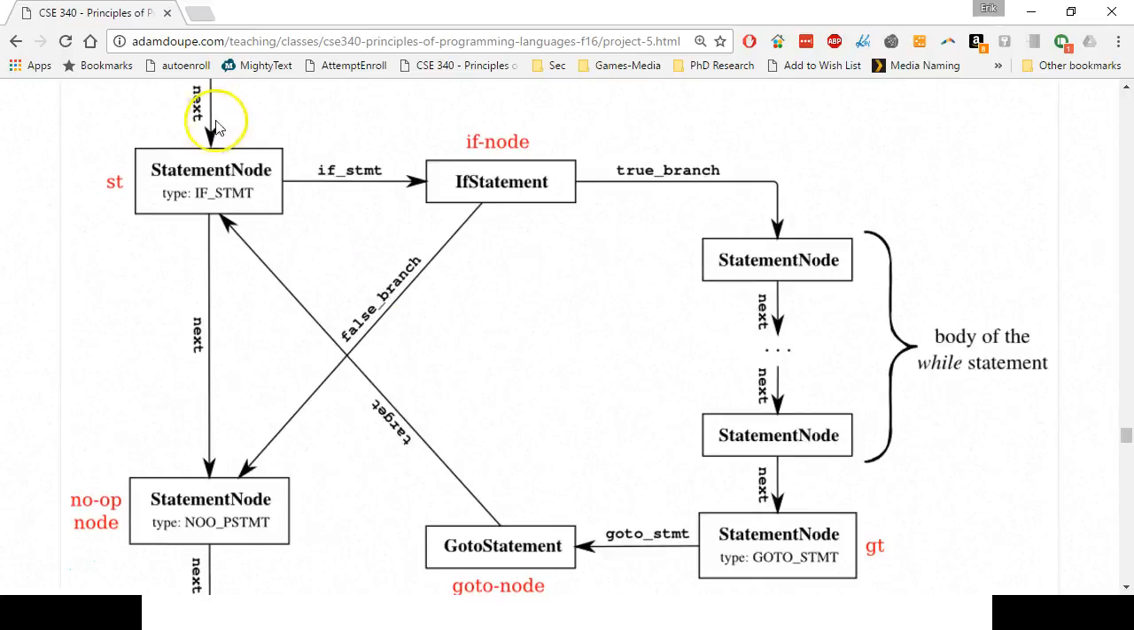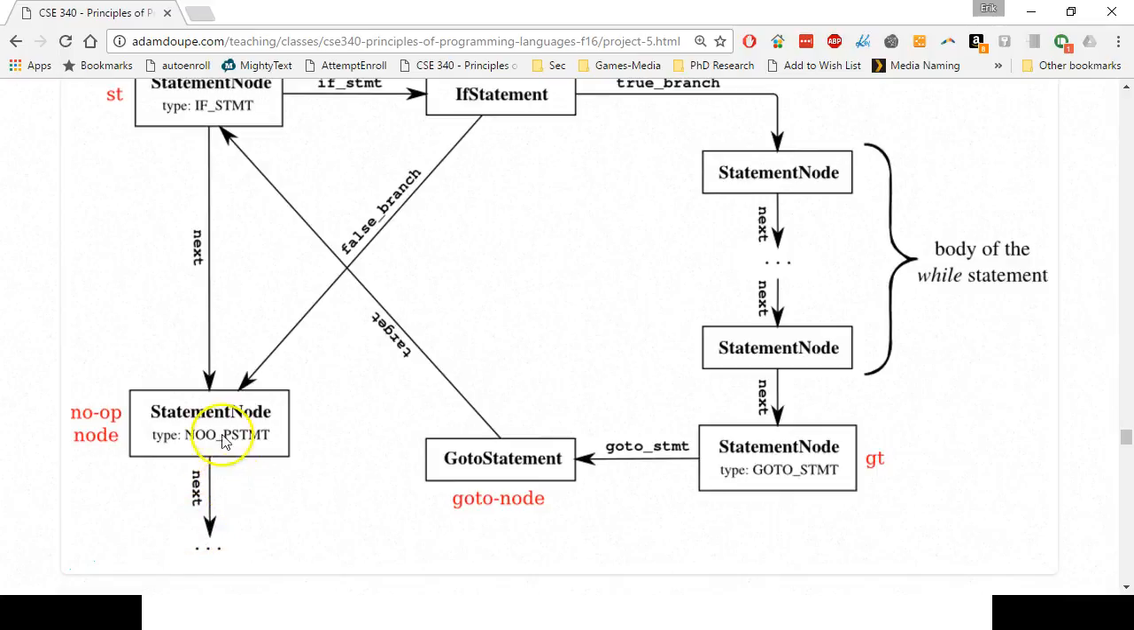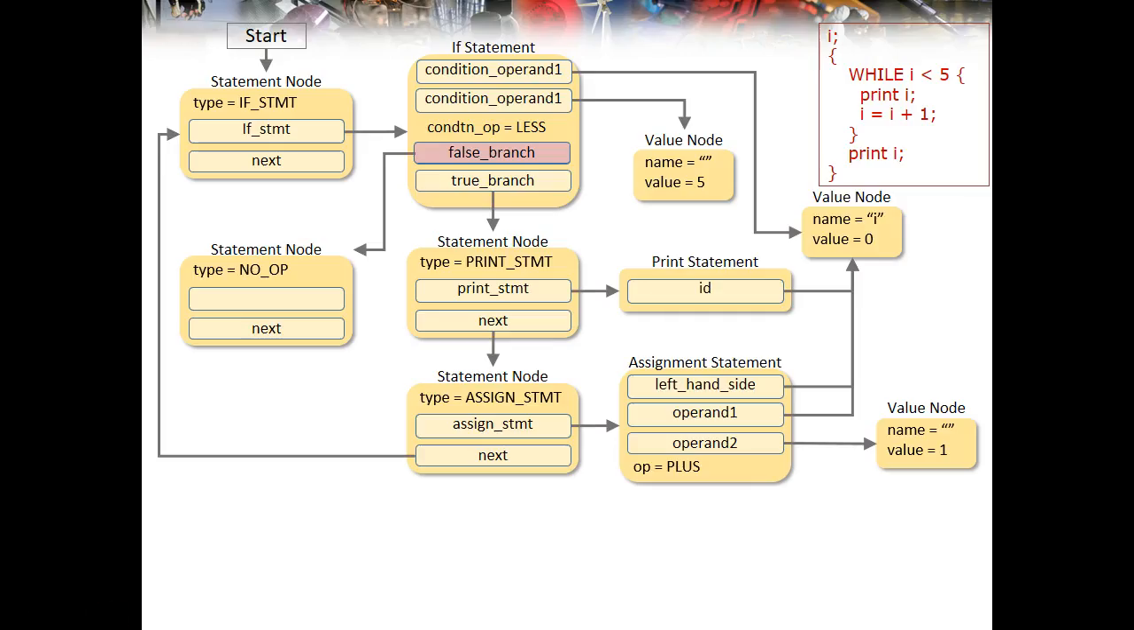For the while, you come in, you have this if statement, you go to the if node, and the false branch goes to a no-op statement. And then goes on from there. But that gives you a good launching point for the next from here and for the false branch, and it keeps everything kind of in there, and it has a symmetry to it. It's nice. It doesn't really cost you that much.